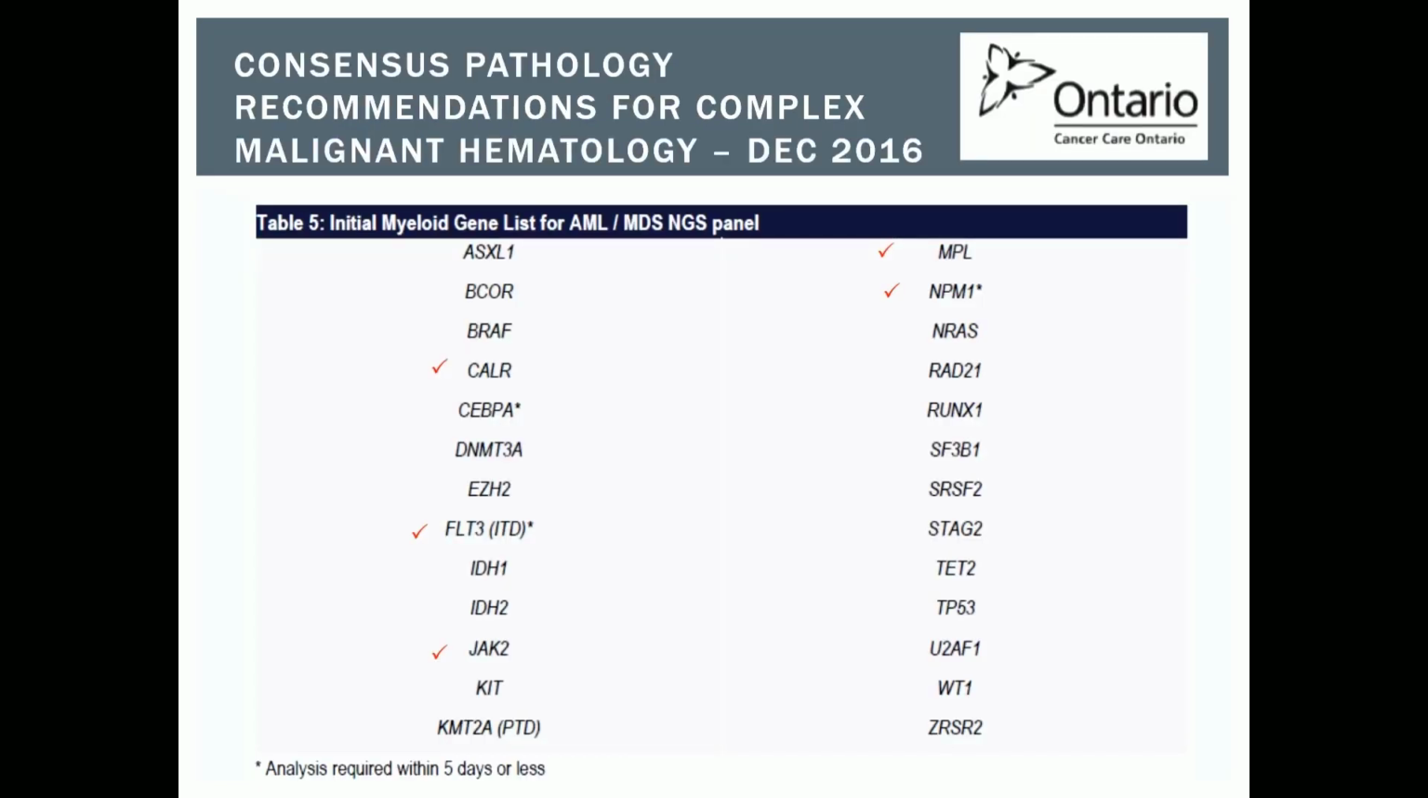In 2016, a group of hematologists, hematopathologists, and geneticists was convened within our province to consider this question and provide pathology recommendations for AML and MDS investigations that include a recommended minimum gene list that should be examined in all suspected cases of MDS and AML. They recommended a list of 22 genes that are shown here. The genes that are check marked have single analyte gene testing already available in the lab. The rest would require an NGS gene panel to meet the minimum requirement.